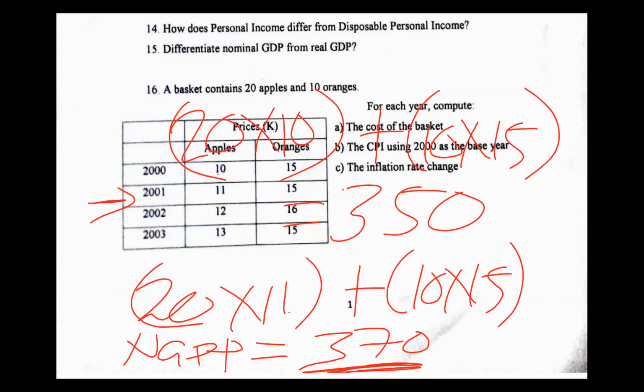Okay, let me explain again. Number one, for the nominal GDP, it is the quantity times the price of the same year. So since we're in 2001, it will be times the prices of 2001, right?